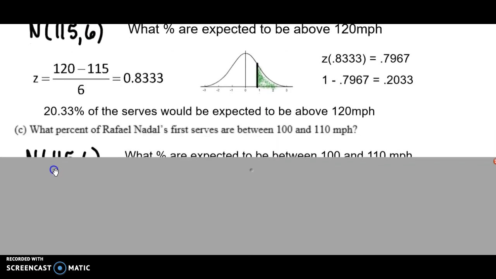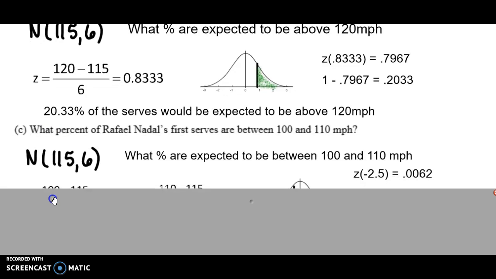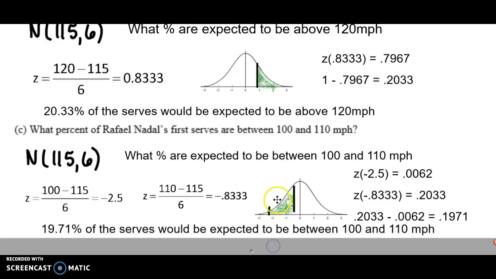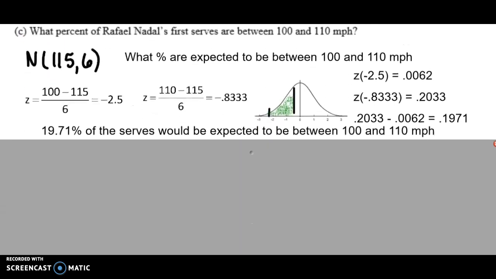The next one is between two values. Just like we did on the other ones, we're going to find two z-values and two percents. We subtract the little percent from the big percent so we can get the net green here. So we find the z-score of 100 to be negative 2.5, and the z-score of 110 to be negative 0.833. We find those percents, so 0.6% down here, and 20% for this whole thing to the left. We subtract them and we get 19.71% in the green area between 100 and 110.